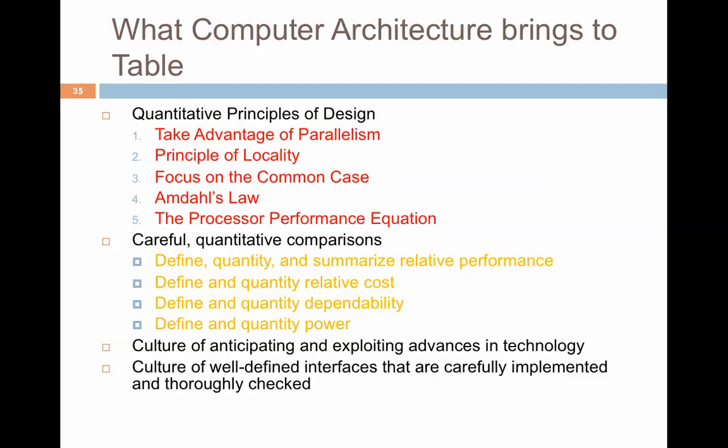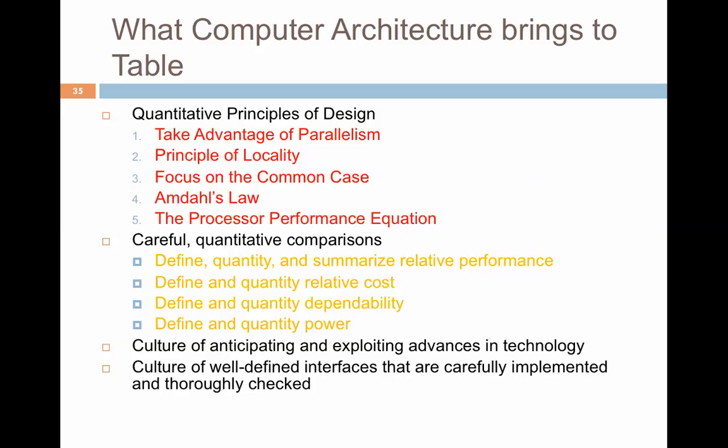And the last one is the processor performance equation, which is a basic equation that tells us how processor performance is going to be. And that is in terms of instruction count times the cycles per instruction times the clock cycle time. We provide careful and quantitative comparisons, where we define, quantify, and summarize the relative performance using spec ratio. We also want to define relative cost of the design, right? What is the cost of doing this? What is the real estate? What is the power that we require, right? And what performance we get.